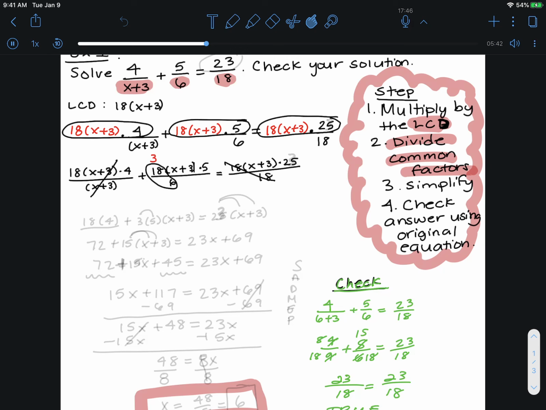Once those cancel out, what am I left with? I am left with 18 times 4, plus 3 times 5 times x plus 3, equals 23 times x plus 3. Oops, I just realized that this number is 23 and I've been putting 25, so I'll make sure that's a 23. Okay, 23.